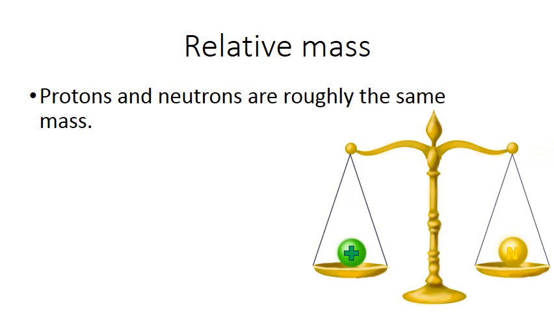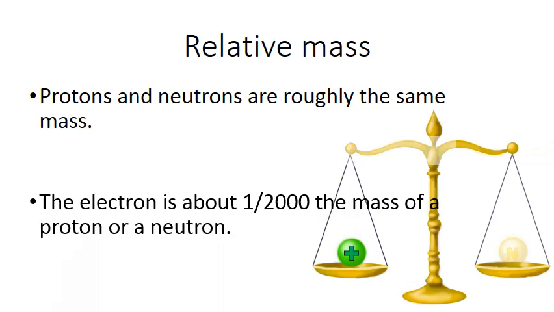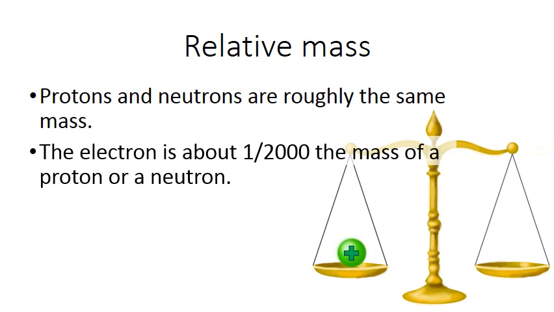Now we'll look at relative mass. Protons and neutrons are roughly the same mass, so we basically consider them to have the same mass. The electron, on the other hand, is about 1/2000th the mass of a proton or a neutron. So if we look at our scale again here and we have a proton on the left, we would need around 2,000 electrons on the other side to balance it out.